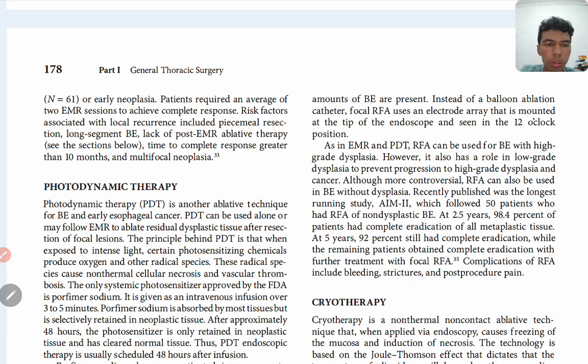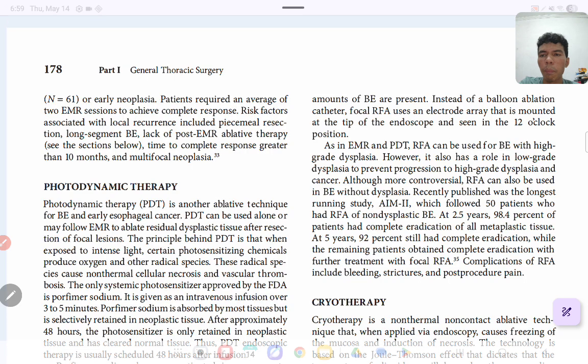A recently published, longest-running study, AIM-2, followed 50 patients who had RFA for non-dysplastic BE. At 2.5 years, 98.4% of patients had complete eradication of all metaplastic tissue. At 5 years, 92% still had complete eradication, while the remaining patients obtained complete eradication with further treatment with focal RFA. Complications of RFA include bleeding, strictures, and post-procedure pain.